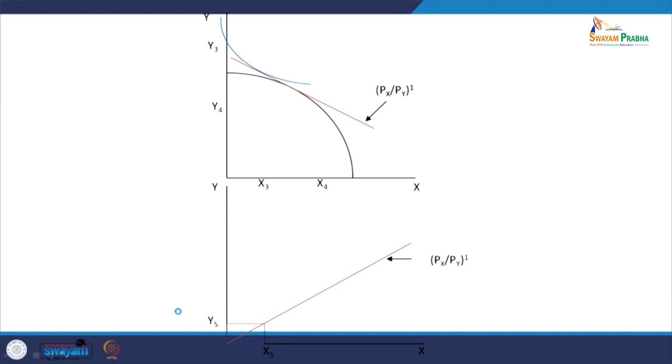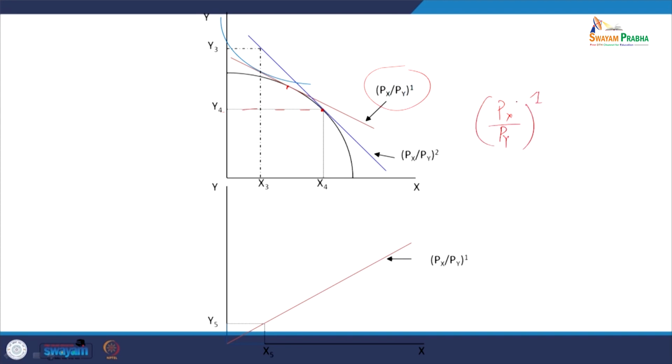Due to trade, we are changing the situation and arrive at another point of equilibrium, and this is the new production point, and accordingly we have different combinations, since Px by Py is now relatively lesser. So, we will export it and in return we will get imports from the other country. Now, this is Px by Py 1, and the slope is lesser.